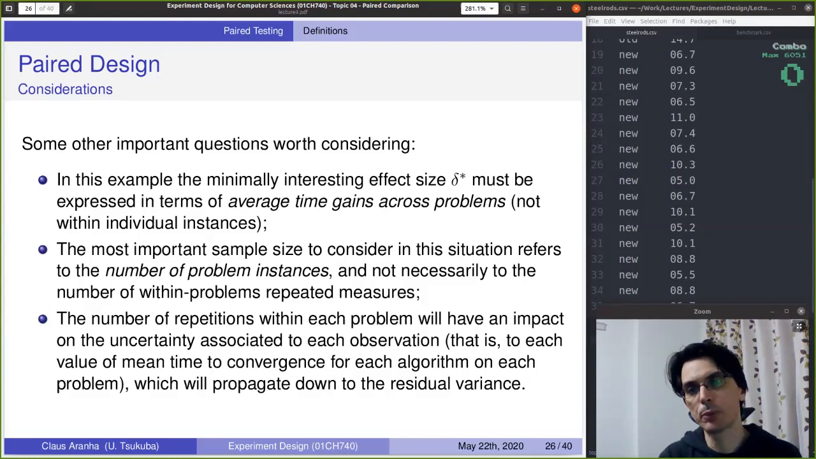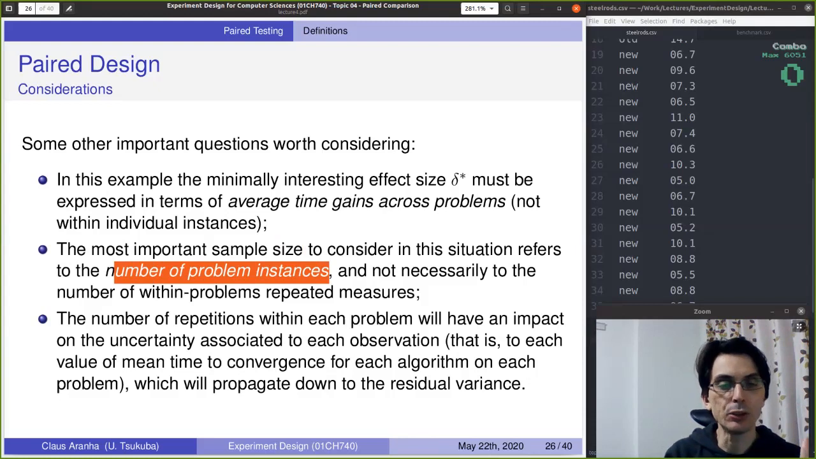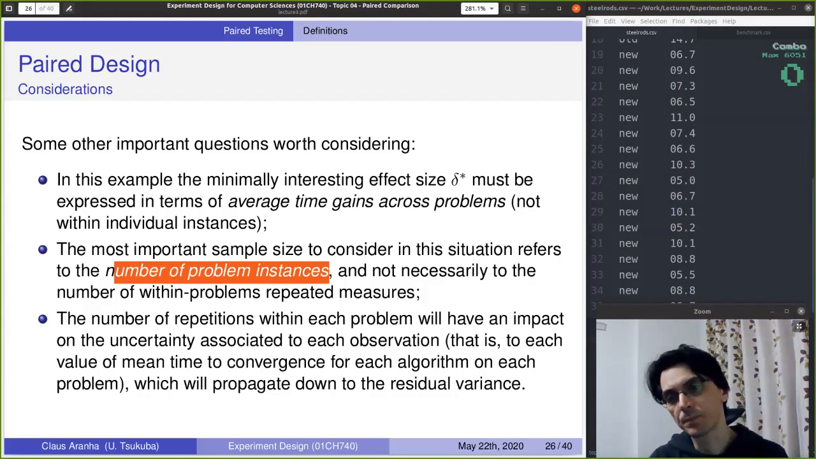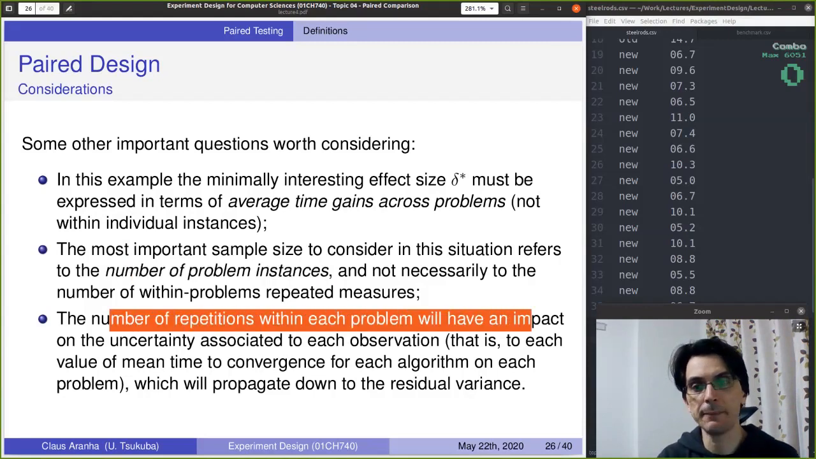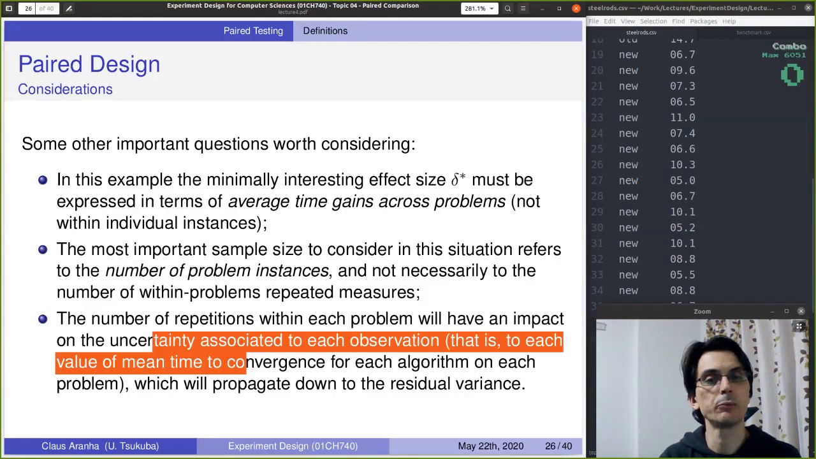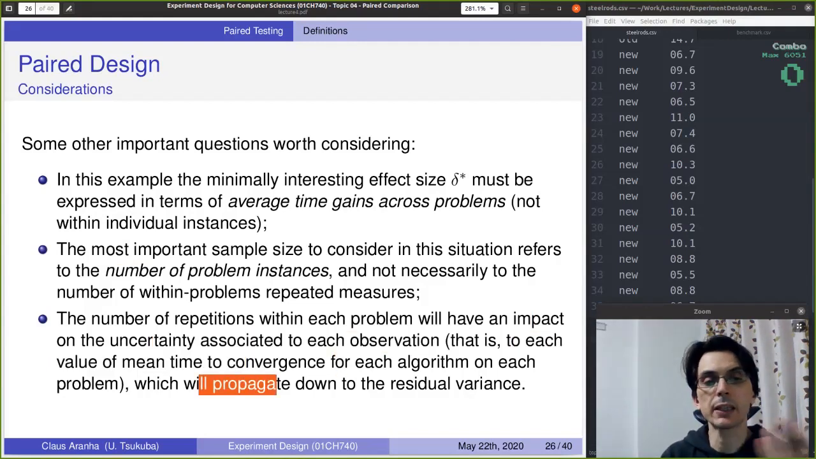So as we said before, the most important sample size here is the number of problem instances. So it doesn't really matter how many times you execute each problem instance. You just need it to be big enough to trigger the CLT, so that we know that our estimate for the performance in one problem is representative. But if the number of repetitions is big enough, like maybe 10 or maybe 7 or something like that, then we have good values and we can test a big number of samples. Okay? So, of course, like I said, the number of repetitions has an impact related to the uncertainty related to each observation. And this will influence our residual. But the number of problems is more important here.